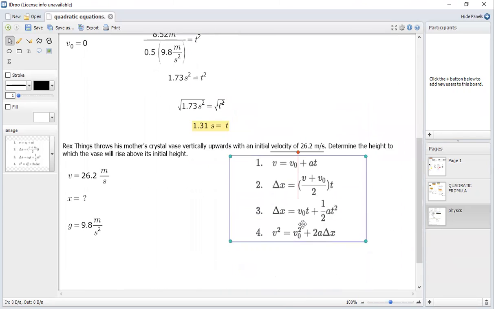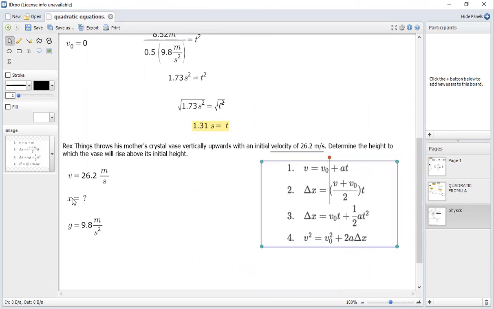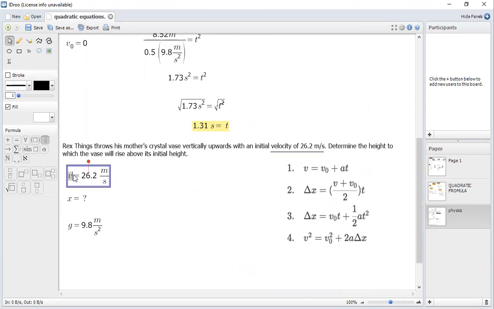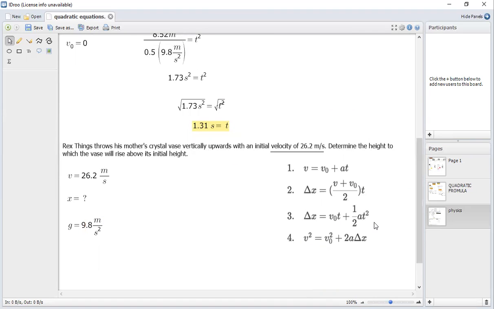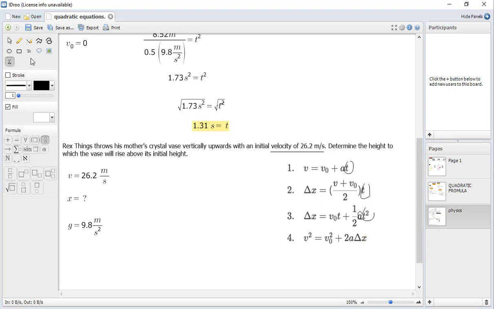Look, I will put it here. We need to look for X. We have velocity and we have gravity. Analyze which one of them. Can we use the number one? No, because here we have time, and in the problem we don't have time. The second one also, you cannot. The number 3, you cannot because we don't have time. The fourth one, exactly, the number 4.